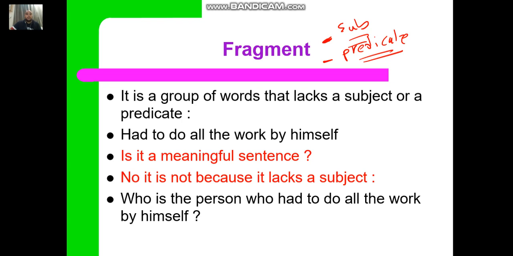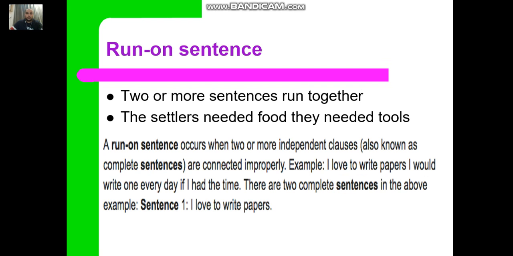Okay? For example, "had to do all the work by himself." Whom? You're talking about whom? Who had to do all the work by himself? I don't have a subject. Then it's a fragment. This is a wrong sentence, the fragment. And if the sentence lacks a predicate, then it's going to be a fragment too.